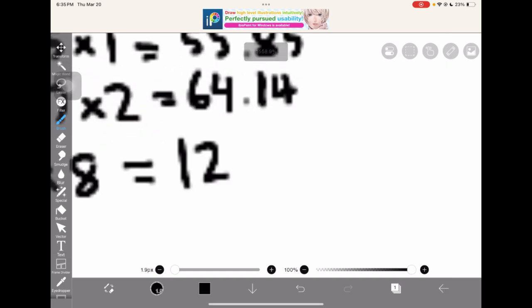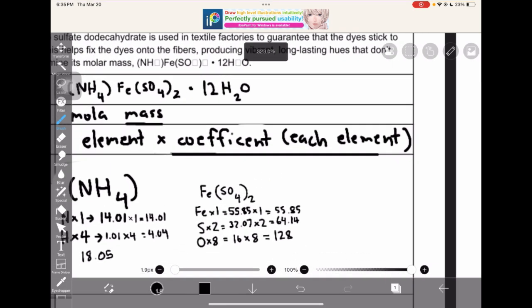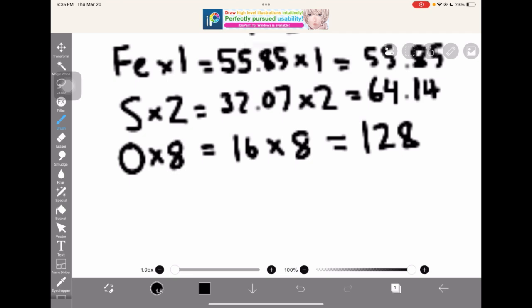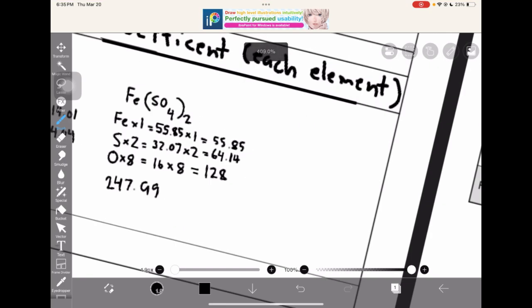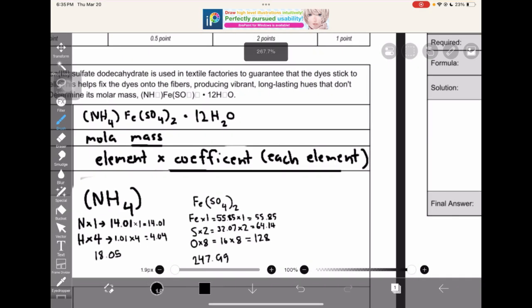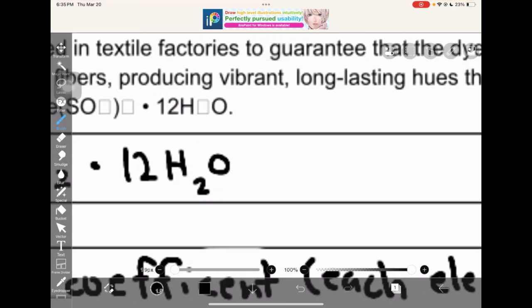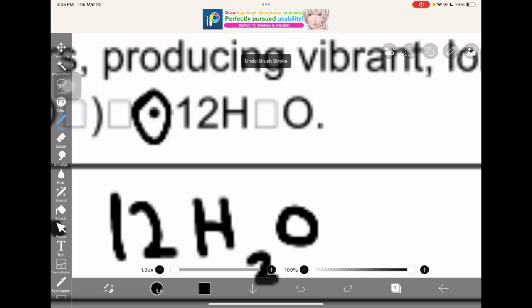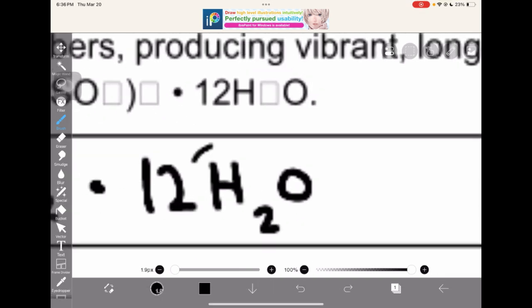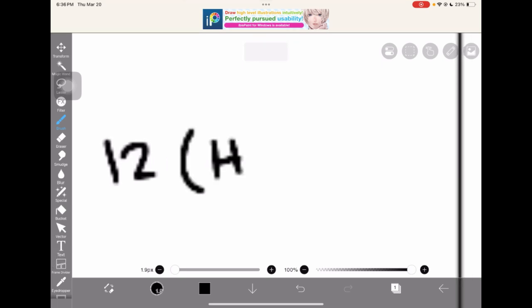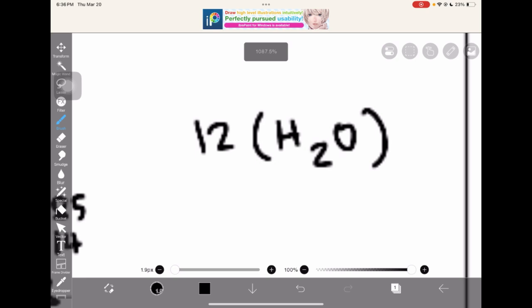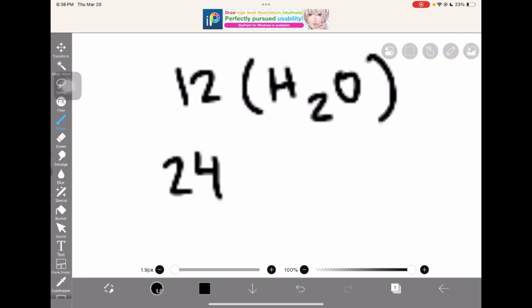128. And that is, I think that's it. Yeah, that's it. So we can add it up now. 128 plus 64.14 plus 55.85, that's equal to 247.99. We're getting close. We just need to do the last part, which is 12H2O. For H2O and others, this dot represents just add these sums together, not multiply. And H2O is usually just bracketed, so just multiply hydrogen and oxygen as well. So you can write it like this: 12H2O, like this. Then 12 times 2 hydrogen is 24 hydrogen, because 2 times 12 is 24.